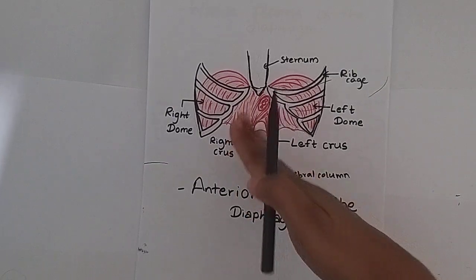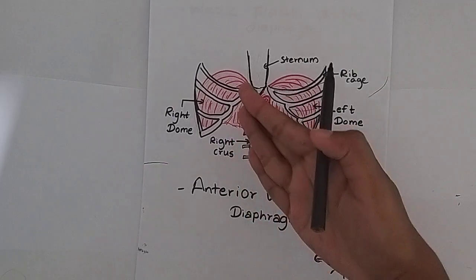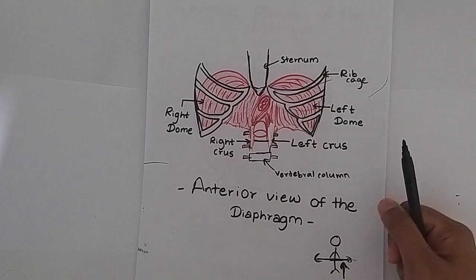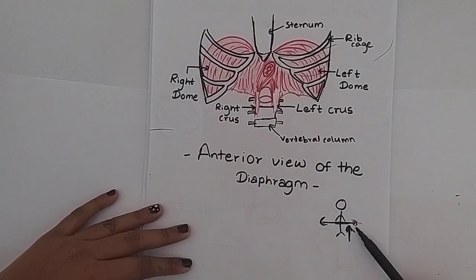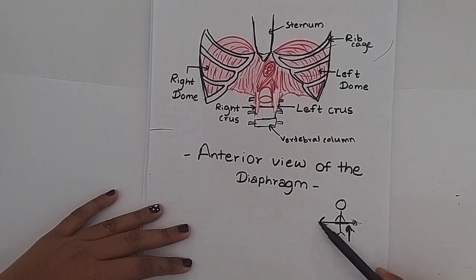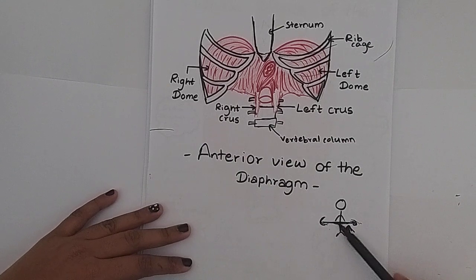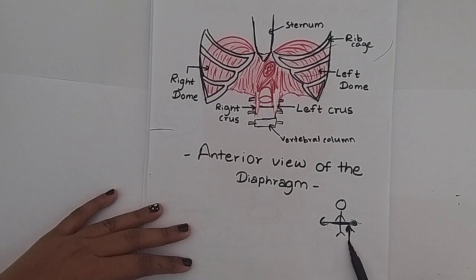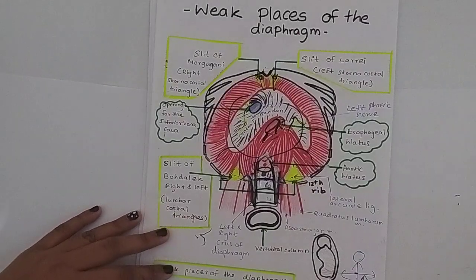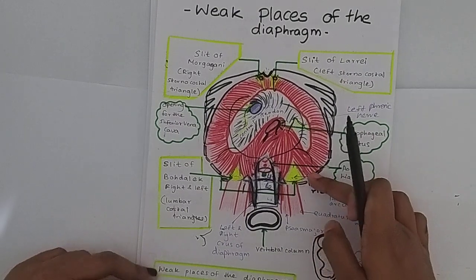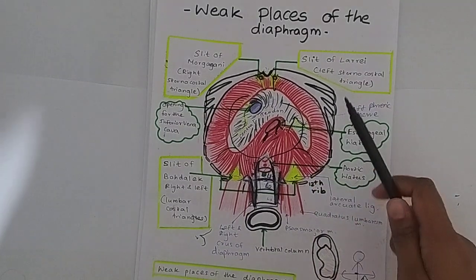And now in the next diagram we will talk about the inside view of the diaphragm, right? Inside view means if the person is like this, if we cut the person in a horizontal plane at the level of the diaphragm, and we look from below. So this is that view. This is the inside view of the diaphragm.